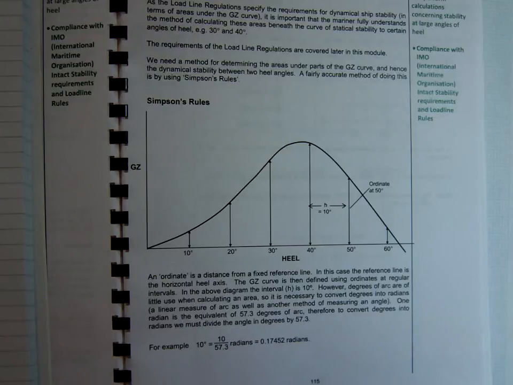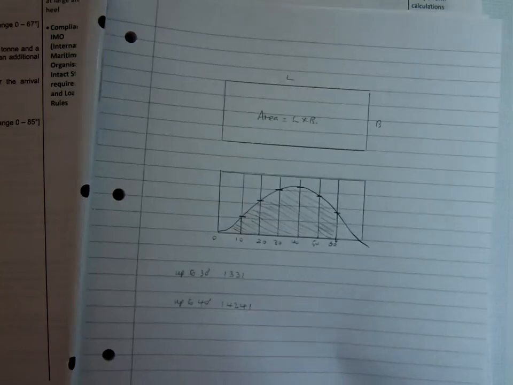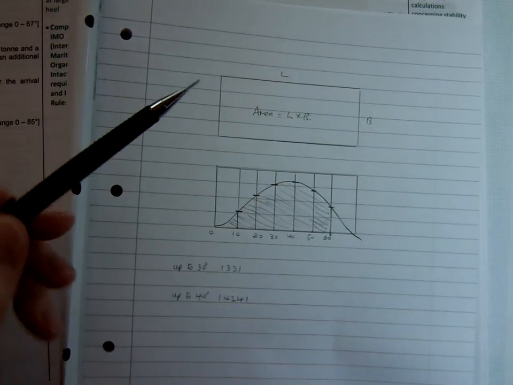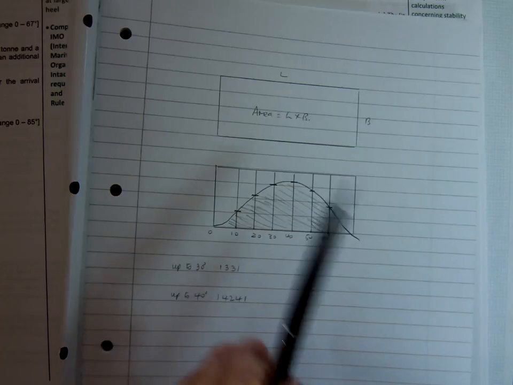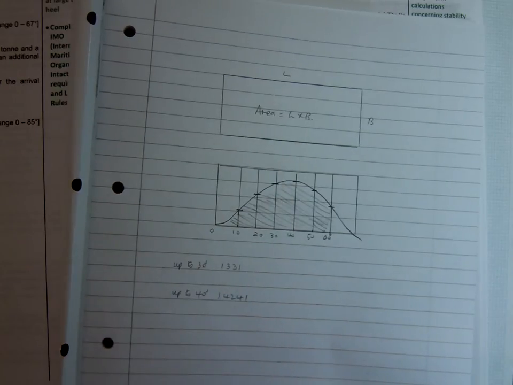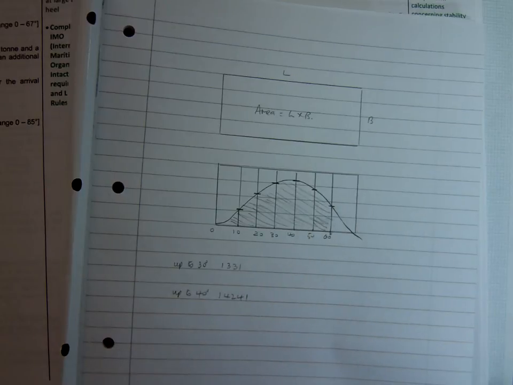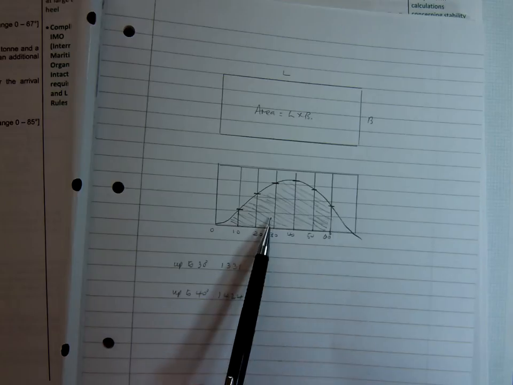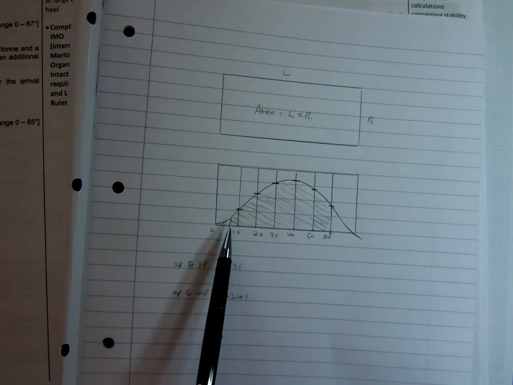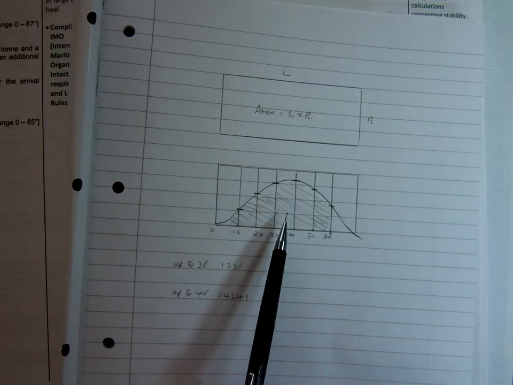We'll have a look at Simpson's rules now. Just before we do, I'll show you a quick sketch here. If we want to know the area of a rectangle, it's very straightforward: length times breadth. Whatever the length, whatever the breadth, multiply one by the other, that's our area. However, if we've got to find the area under a curve, it's a little more difficult because all this area here of the rectangle isn't part of the curve.